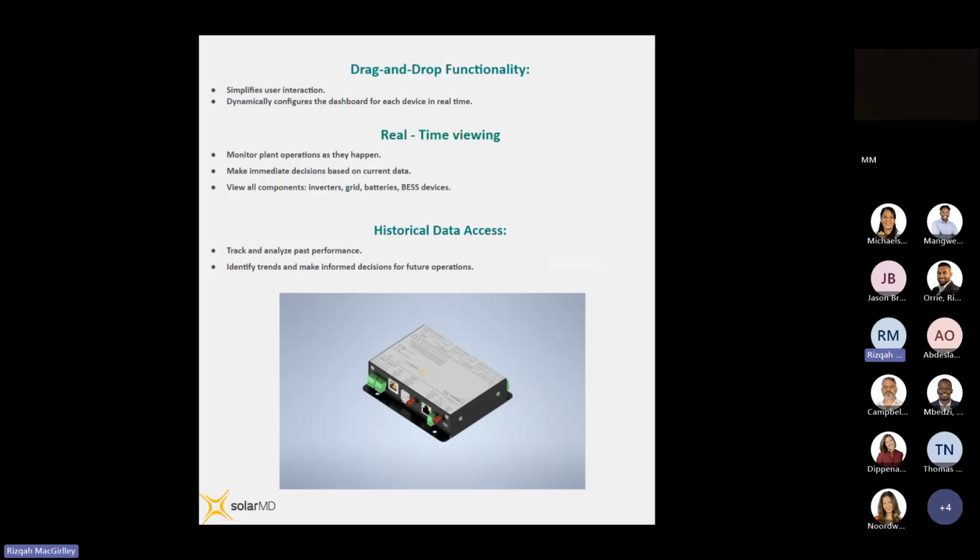Additionally, we also have historical data access. So the plant controller is able to track and analyze past performance. This obviously allows you to identify trends within your energy management system and thereby make informed decisions, resetting some of your priorities or parameters that you have initially set up.